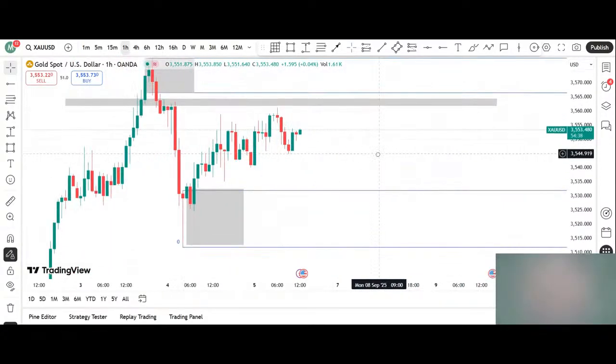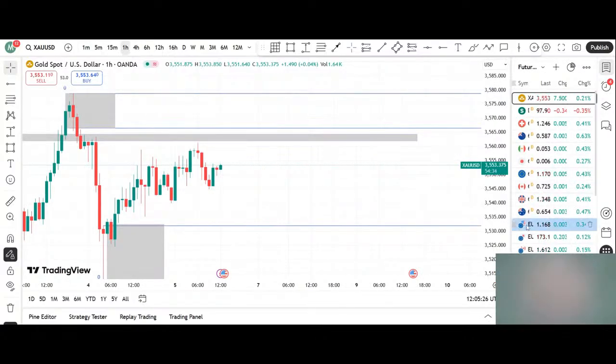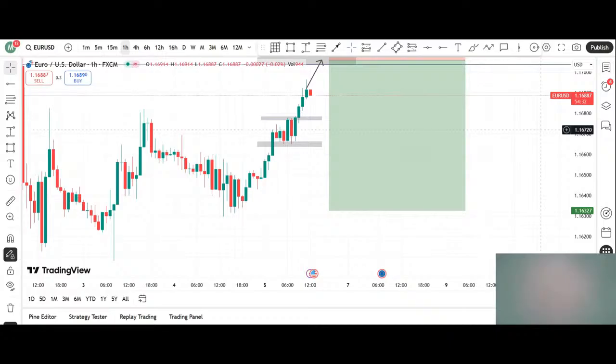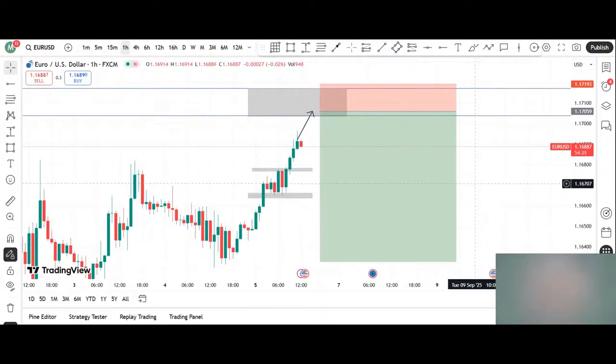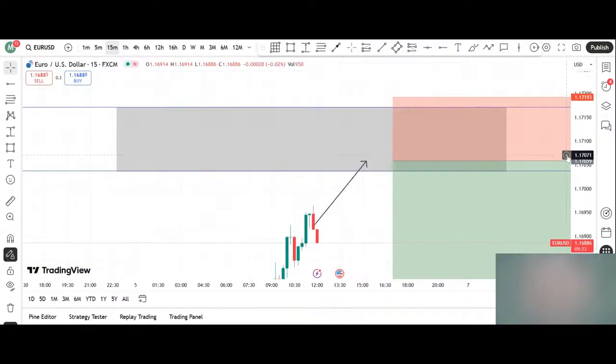What's all this here then? Yeah. Hour and a half till NFP. Watch the volume come in as well, mind, for New York Open. It's always good to see. Pullback here on Euro USD.